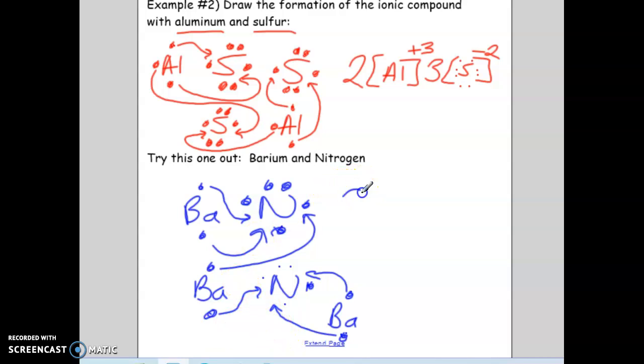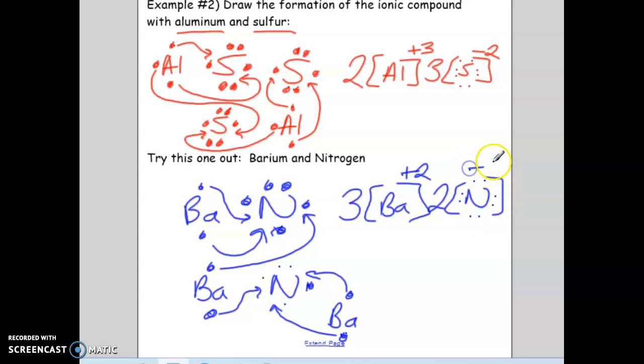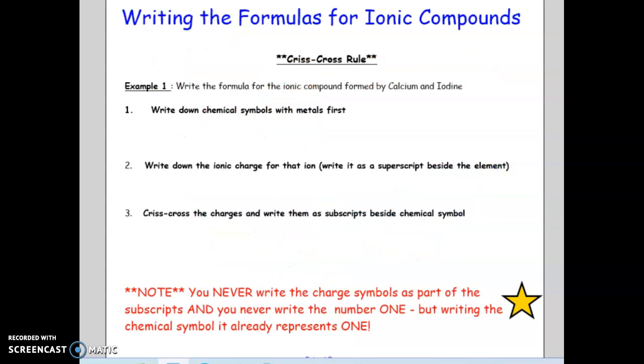So we have 3 bariums. Each of them is +2. And we have 2 nitrogens. Each of them -3. Okay, so remember the metal is always first. So the positive charge, and you'll notice that actually with all the examples we did, the positive charges should be written first.